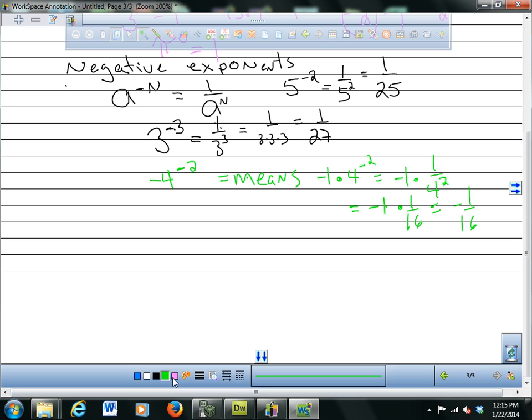If it were in parentheses, like this, then it would be positive, because it's 1 over negative 4 raised to the 2 power, and negative 4 times negative 4 is positive 16, so 1/16. So if it had brackets on it, then it would be positive. But if it doesn't have brackets, there's a negative 1 in front, and first I have to do my exponent stuff, and then I multiply by negative 1. Okay? So you've got to be careful with that.